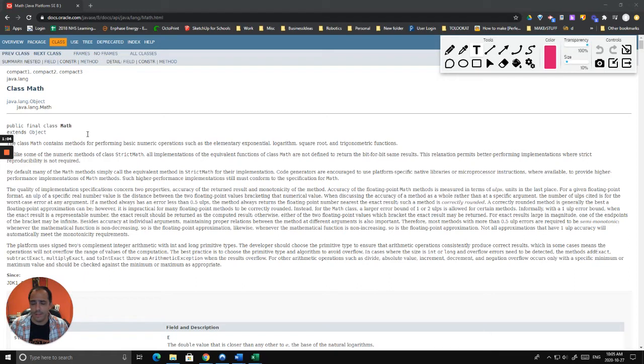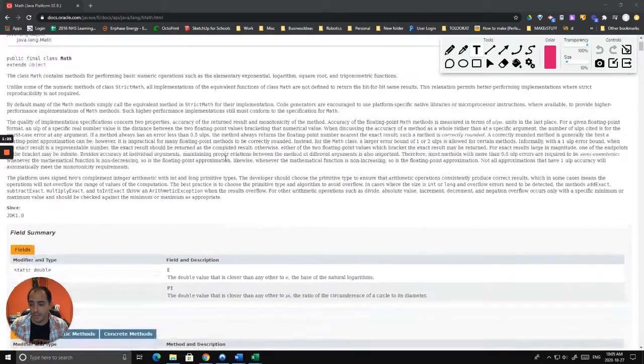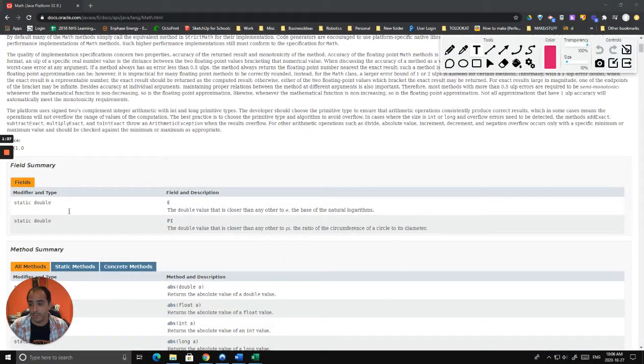For those of you that haven't seen this yet, this is something you should be really familiar with, and it's called the API, the Java API. Every class that is written and used in Java has this API document, and I literally just Googled Java math class, and this is the page that came up. It will tell you every variable and every method that you have access to in this math class.